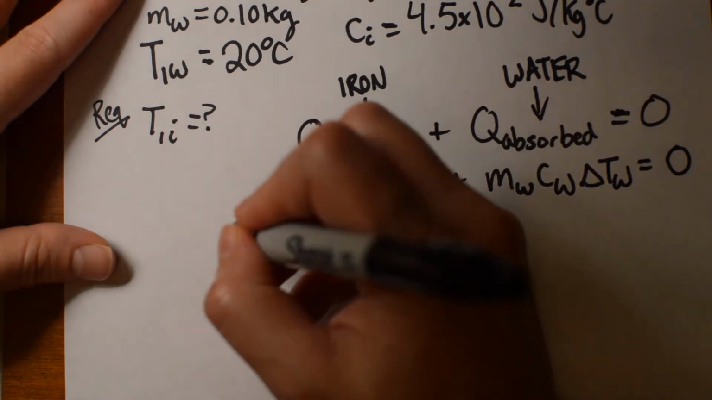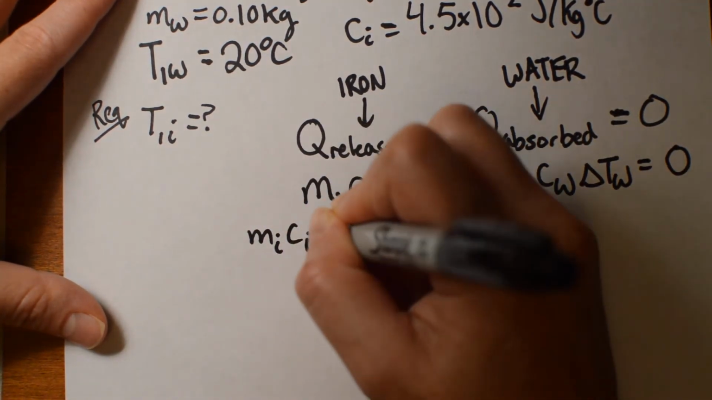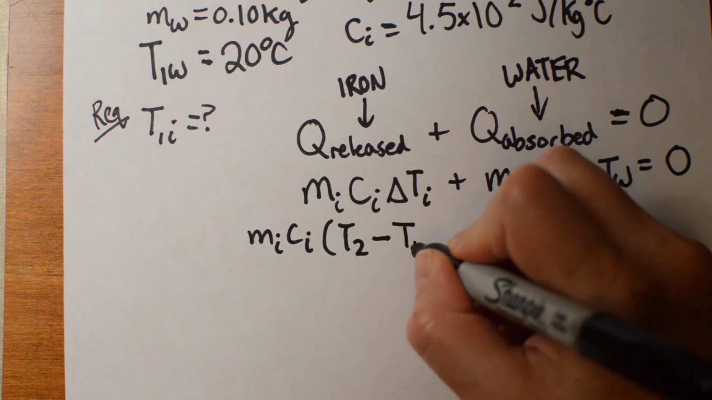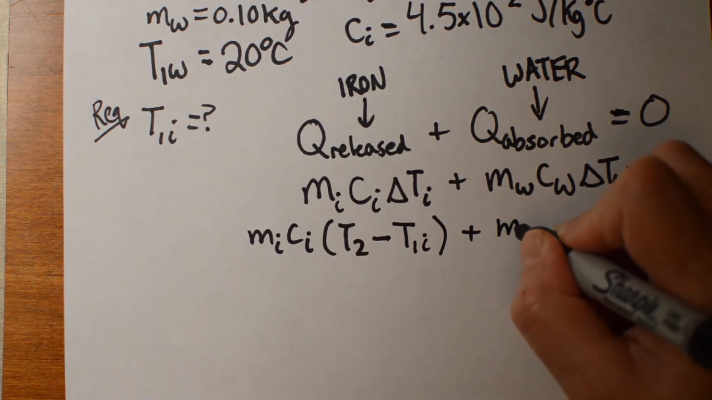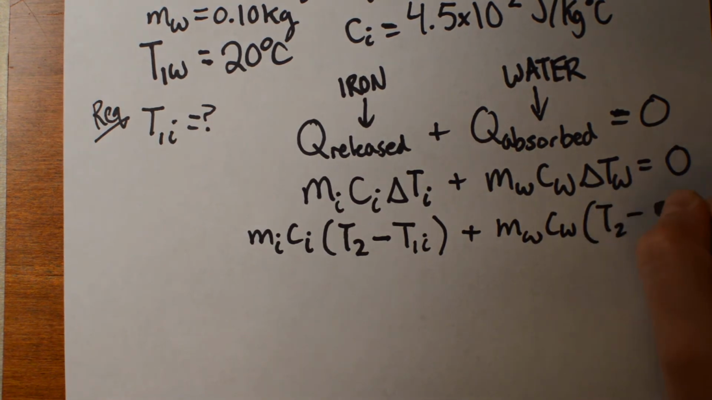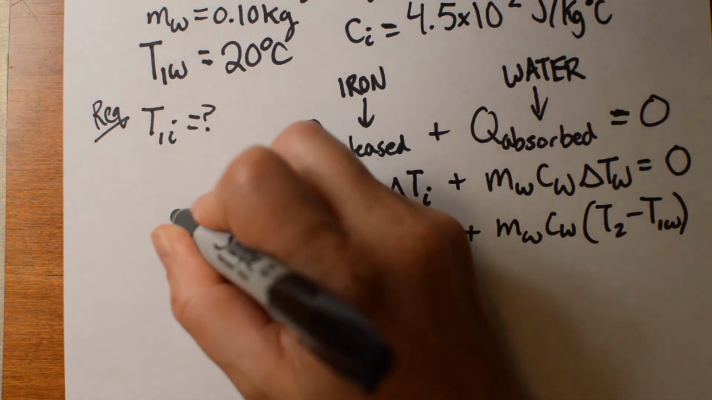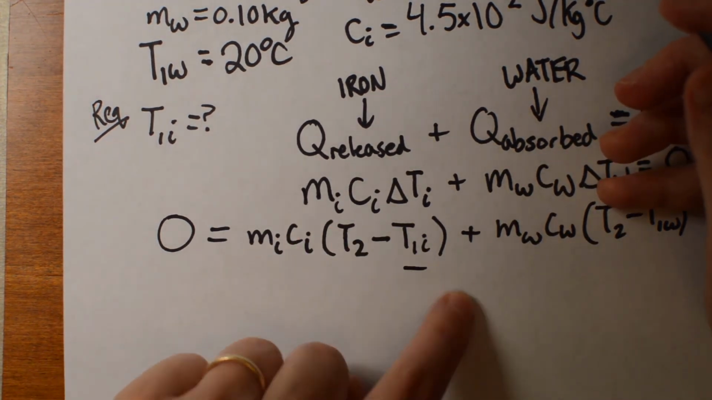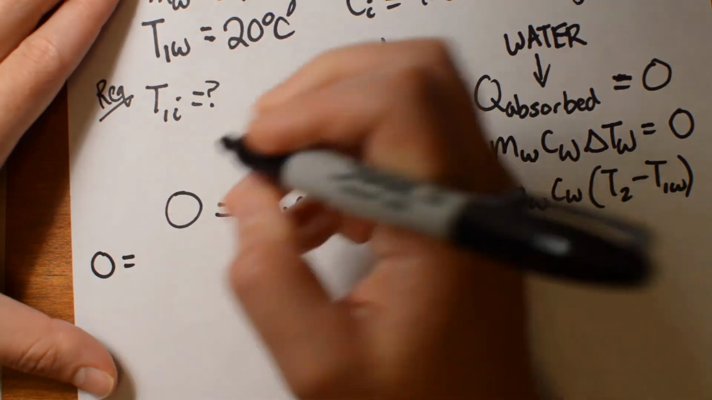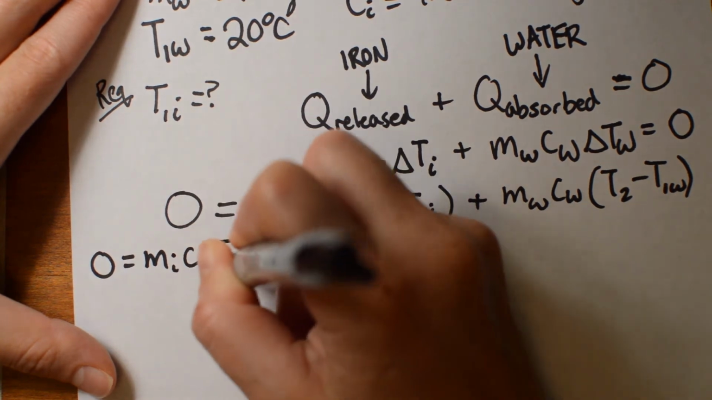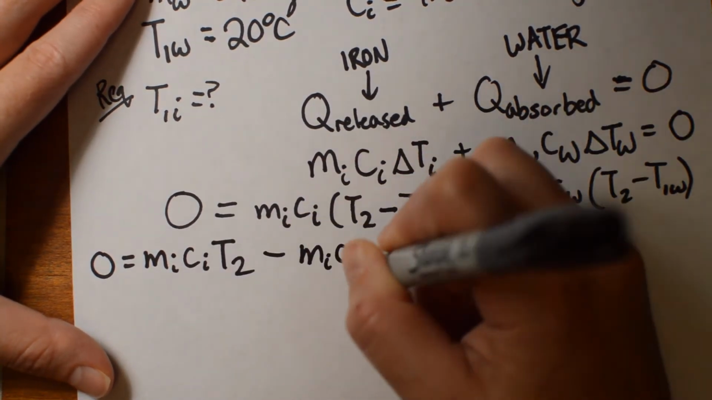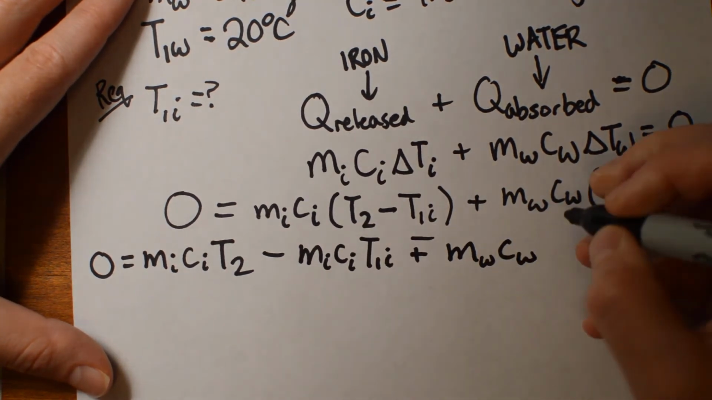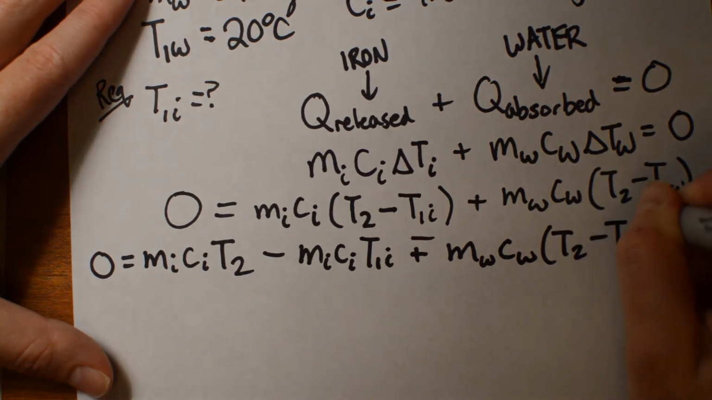We can expand this a little bit, so this will be mass of the iron, C of the iron, T2. T2 is the same for both of them, so I don't need iron or water subscript there. And then T1 of the iron. This is mass of the water, C of the water, T2 minus T1 of the water, and it all equals 0. Just put the 0 on this side. I'm trying to solve for T1 of the iron, so it's probably a good idea to expand these brackets. So I get 0 is mass of the iron, C of the iron, T2, minus mass of the iron, heat capacity of the iron, T1 of the iron, plus mass of the water, C of the water, T2 minus T1 of the water.